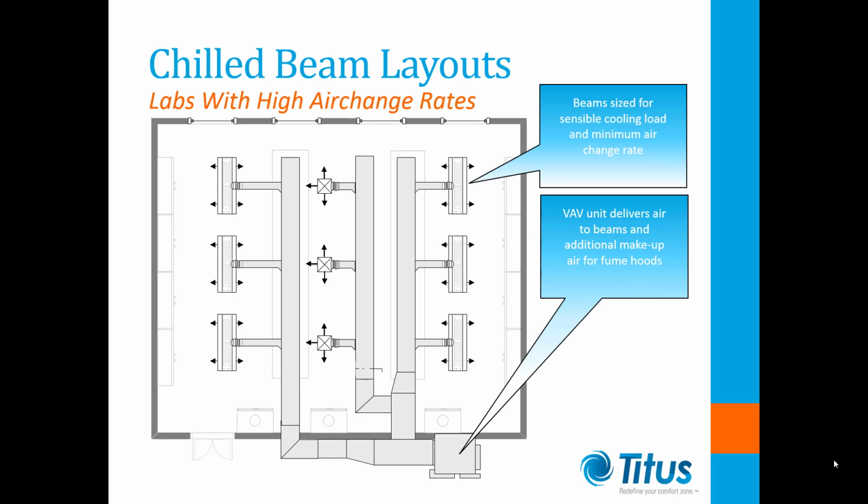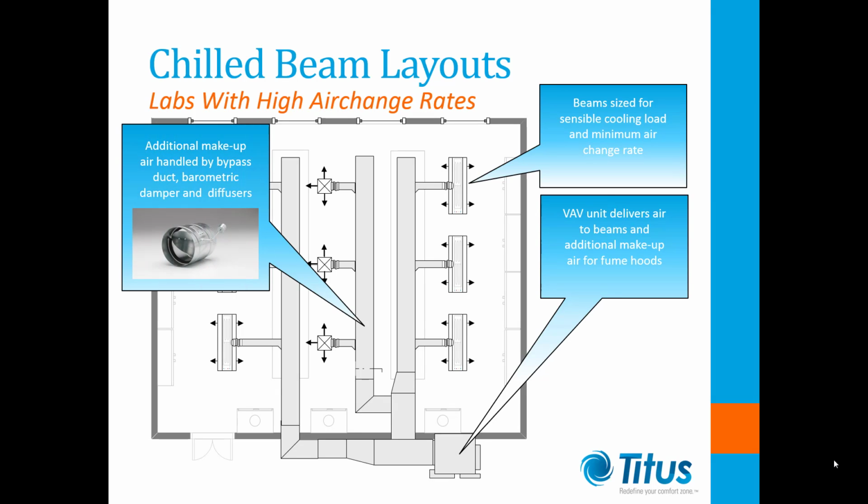In these situations, it makes more sense to size the chill beams just to meet the sensible loads, with the additional makeup air for the fume hoods being diverted to regular diffusers. This layout shows an example of how this could be achieved with a bypass duct. The bypass duct can be fitted with a pressure relief damper to allow the additional makeup air to pass into the diffusers without the need for a second VAV unit.